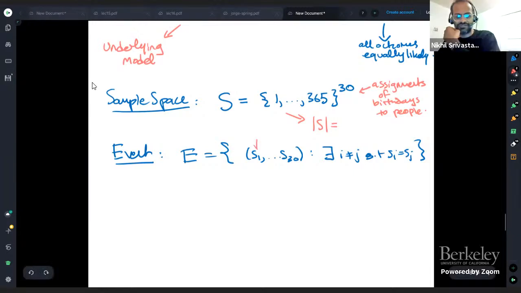Yeah, because there are 365 ways to choose the first one, then 365 ways to choose the second one, and you multiply them by the product rule. So 365 to the 30. So there are lots of different assignments of birthdays to the people in this section. So by the product rule, let's say.